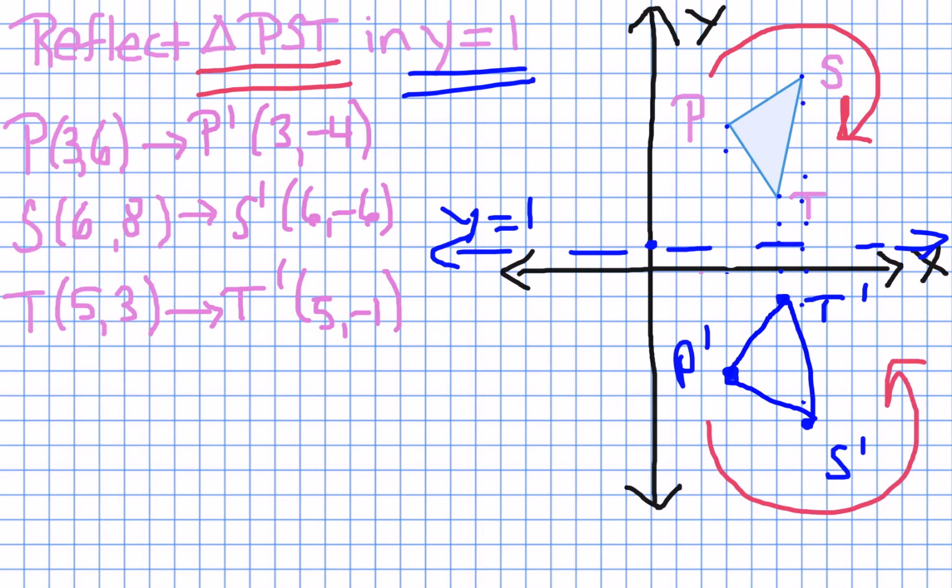A reflection is the only transformation that changes the orientation, or the naming of the figure. Each time you reflect a figure, the naming of the figure will change from clockwise to counterclockwise or from counterclockwise to clockwise. And that's it.